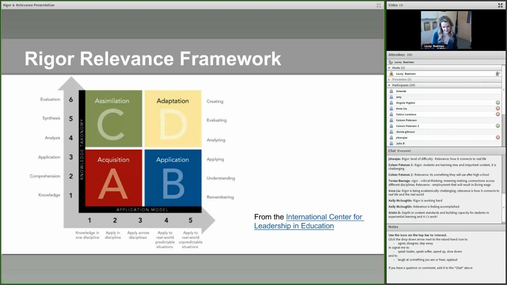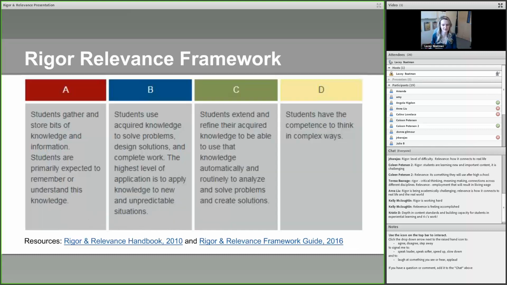Then the second continuum at the bottom, the 1, 2, 3, 4, 5 going across the bottom, starting with knowledge in one discipline, was created by Dr. Bill Daggett, and it's known as the application model. You can see that little title, application, in the black above it. And it's where we combine these two that we have more rigorous, relevant work. There's more information on that site if you want to learn more about this.